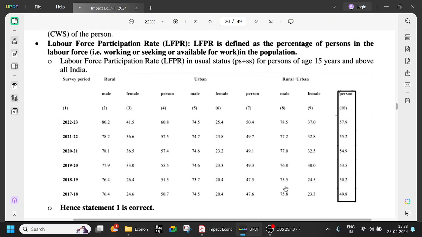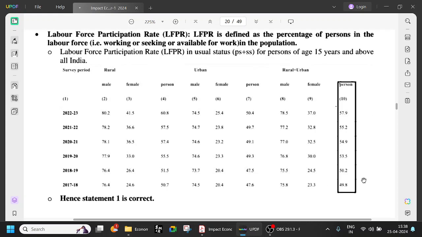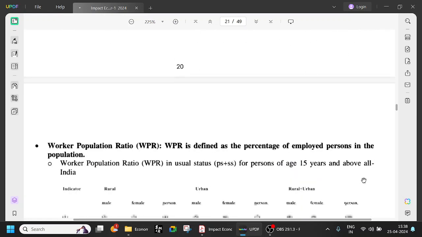So we also count this 75%, because we are willing to work, seeking to work. So the other 25% may be either children or old people or those who are getting too many benefits from the government, so they don't want to work anymore. So all these things, female, most of them may be doing household activities, etc. So statement one is correct.